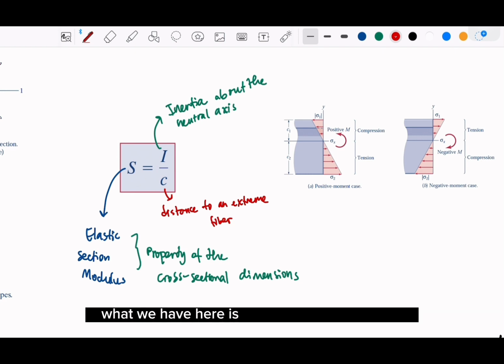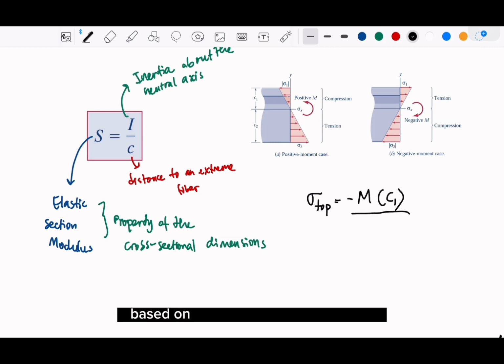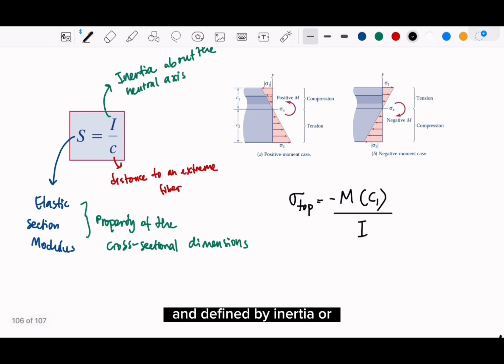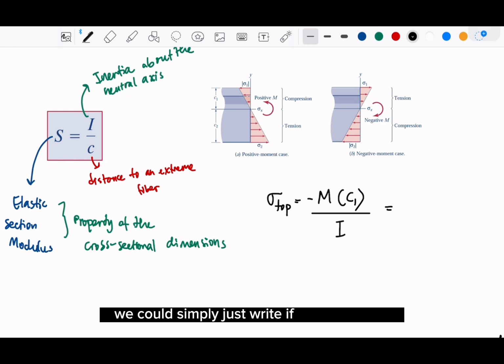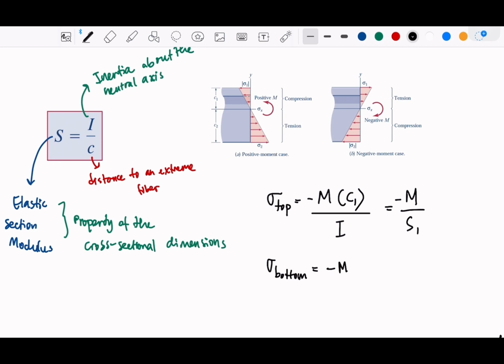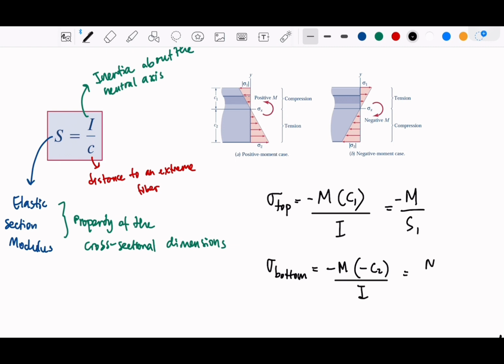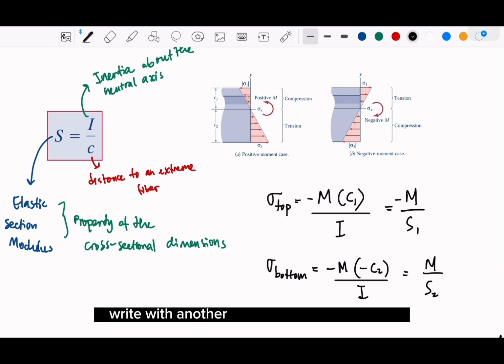So basically what we have here is we could take the sigma for the top, which is basically negative M times C1, based on what we have in the picture, divided by inertia. Or we could simply write, if we have this S, negative M over S1. And for the bottom one, since the C is negative, we will get the positive result, which in turn is the way we see the tension. This is just another symbol or another formula; it is basically the same as what we had before.